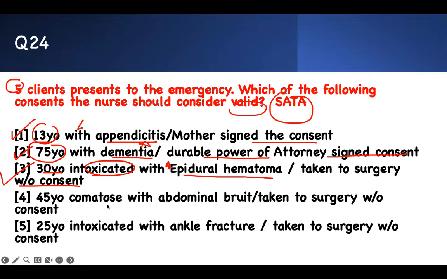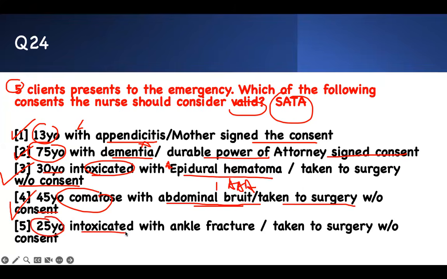A 45-year-old comatose patient with abdominal bruit, taken to surgery without consent. These are the things you have to think about. I did this like a case form for you. These are the buzzwords in the case form. A comatose patient with the bruit, this is an AAA rupture, abdominal aortic aneurysm rupture. There's a bruit there, and because he's comatose and bleeding, he's going to die. We've got to take him to surgery. This is fine.